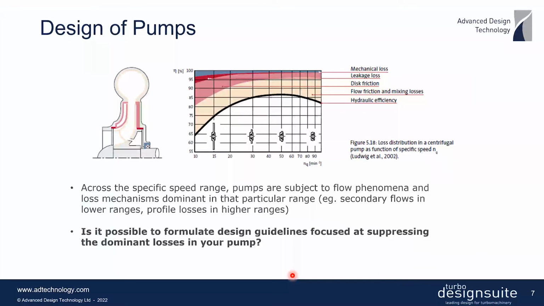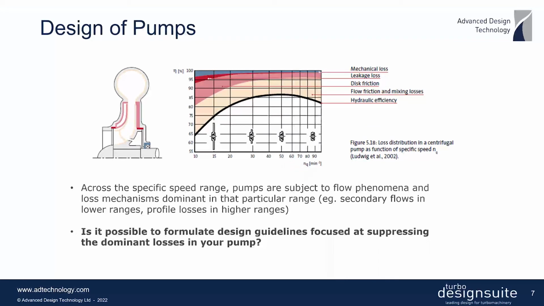Now let's look at the design of pumps in a bit more detail. Across the specific speed range, pumps are subject to various flow phenomena and loss mechanisms which are dominant in that particular range. For example, as you can see in this specific speed chart, leakage and secondary flow effects are more dominant in the lower ranges, whereas profile losses and corner separation in diffusers take priority in the higher ranges.